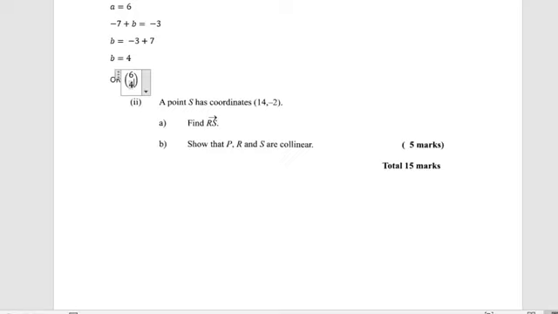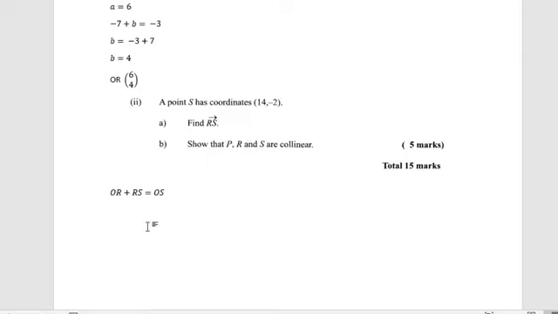Part 2 notes a point S as coordinates 14, -2. Find RS. So what you know is that OR plus RS is equal to OS, basically. So we're finding the point. Let's say a point S has coordinates 14, -2. So we know that OS will be equal to S, which will be 14 and -2. We know what OR is, which is 6 and 4, and we're trying to find now RS.